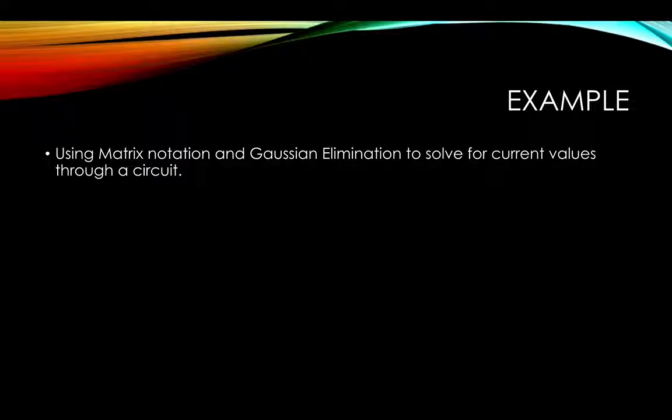And so now that we've familiarized ourselves with Ohm's law and Kirchhoff's law, we are able to write equations that will allow us to find unknown voltage and current values across multiple resistors and in larger circuits. Once we have our equations, we can then change the notation and place the equations into a matrix form, or an augmented matrix, and then we use simple row reduction to solve for the different current values inside our circuit. So I'm going to work an example for you using matrix notation and Gaussian elimination to solve for current values through a circuit.